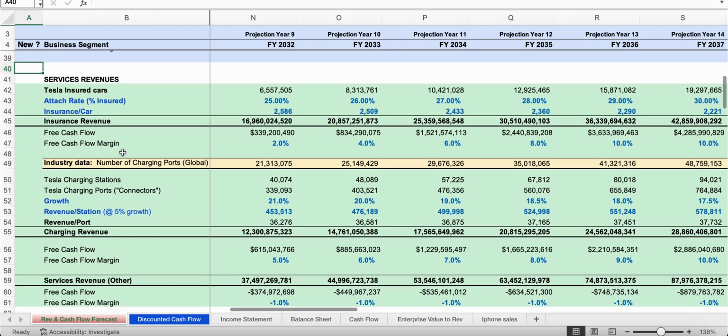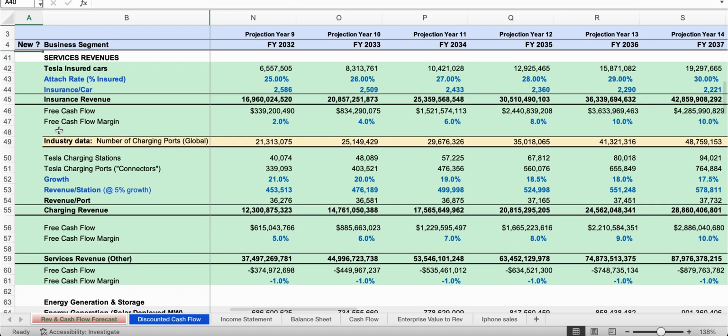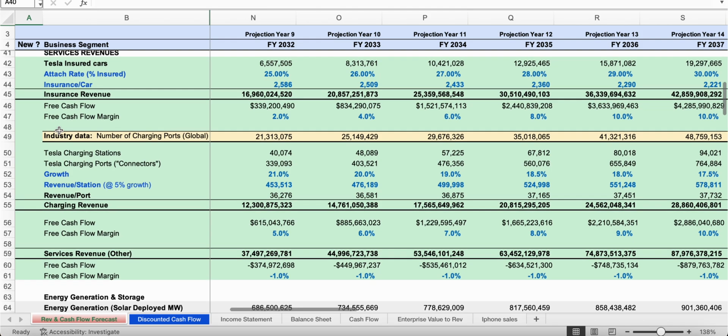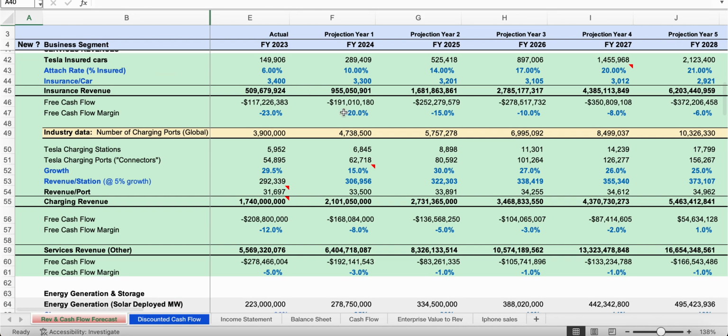Then we got, and I'm going to talk about this quickly, part of the services business unit, we got Tesla insured cars. This is as a service to its customers. It's not going to make much money. I'm looking at this saying, why is it making so much money? This is because this is 2034, 2025. Let's go to the beginning here. So you see here I have negative free cash flows for quite a few years because insurance is done as a service to its customers, not because Tesla wants to be in the business.